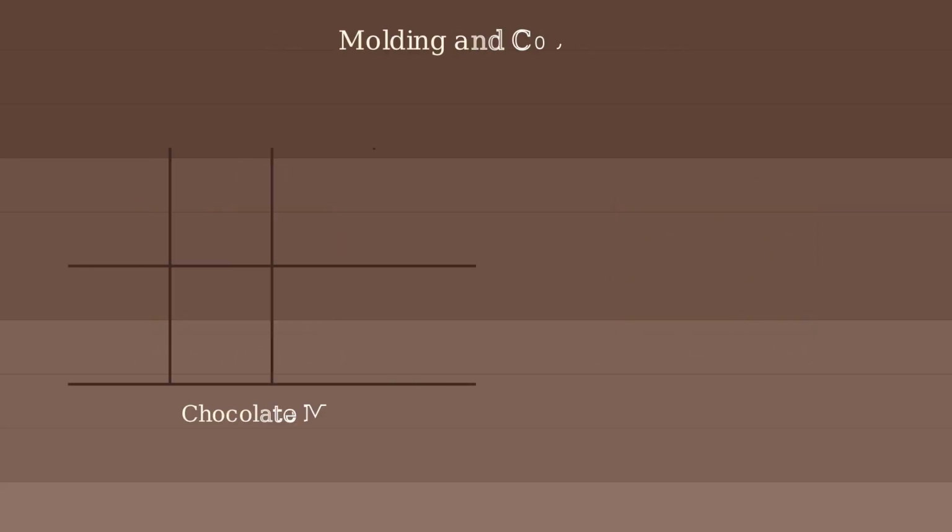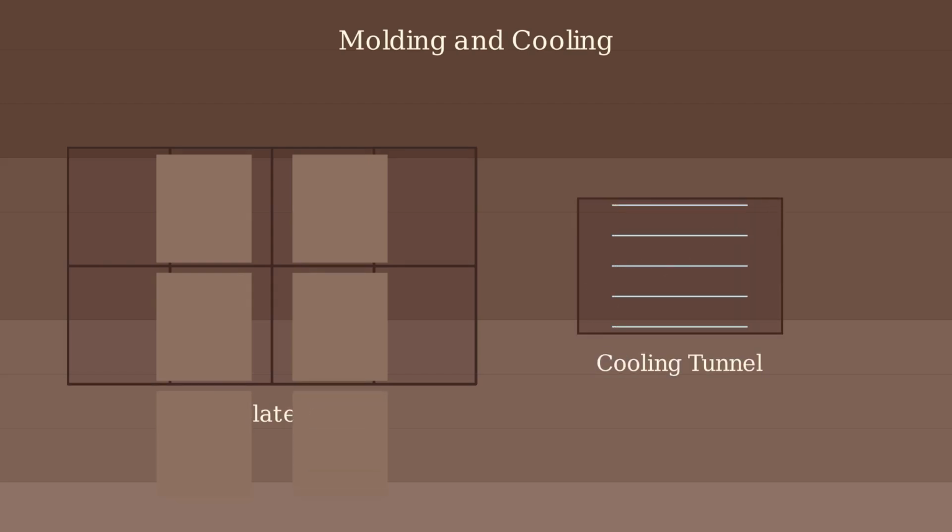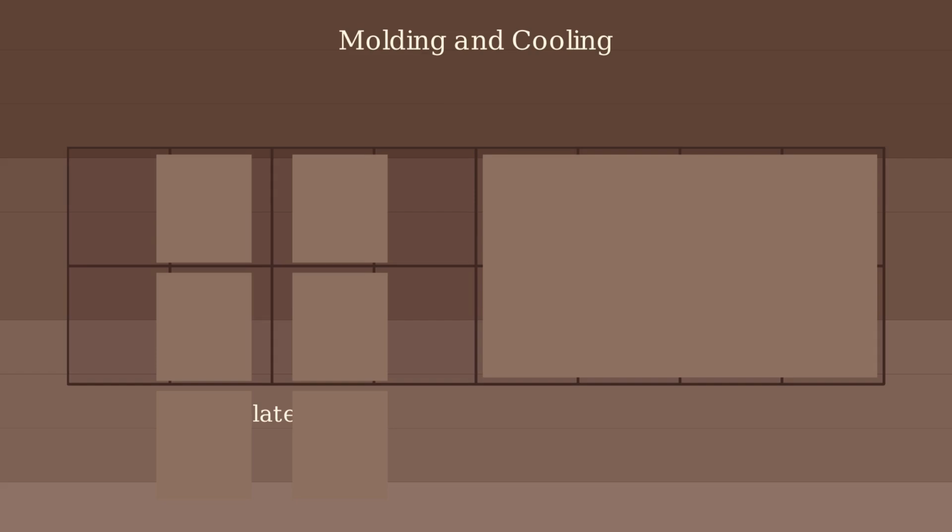After tempering, the chocolate is carefully poured into molds that create the desired shape, whether it's a bar, bonbon, or other confection. The filled molds are then sent through refrigerated cooling tunnels that maintain precise temperature conditions for optimal crystallization.